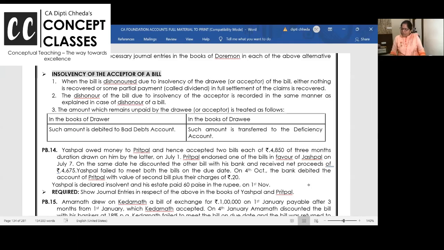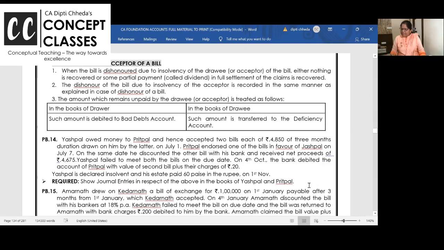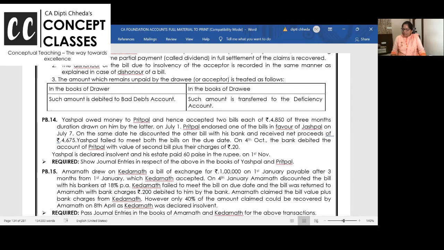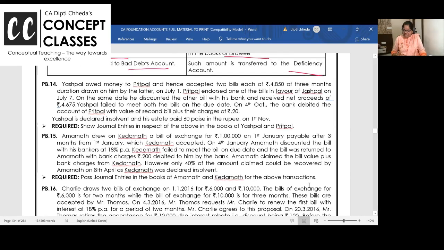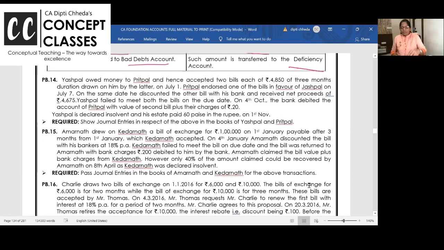When a bill is dishonored due to insolvency, either nothing is recovered or some partial payment is recovered. Dishonor of the bill due to insolvency of the acceptor is recorded in the same manner as explained in case of dishonor. The amount which remains unpaid by the drawee is treated as follows. For the drawer, it is a bad debt. For the drawee, it is a deficiency. Super clear? For the drawer it is bad debt, for the drawee it is deficiency. Done. So for this dishonor, let us take up the next question.